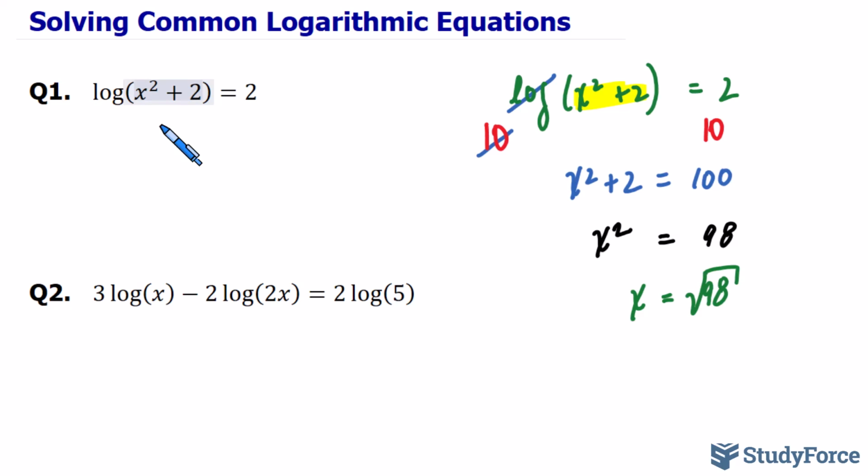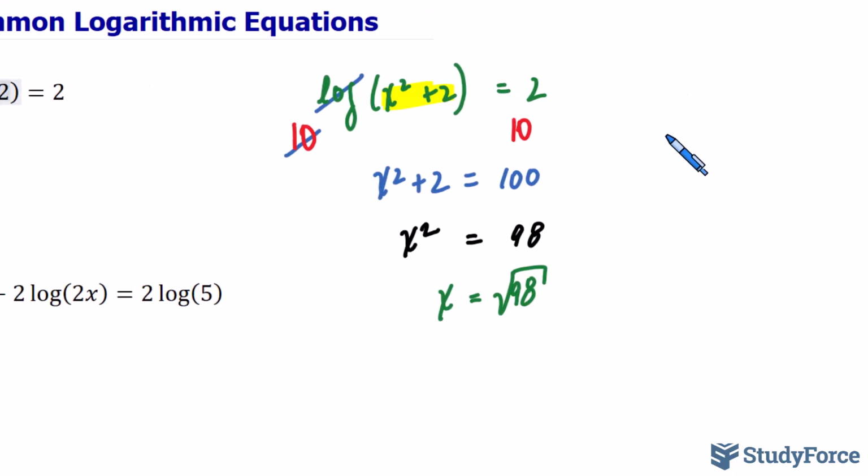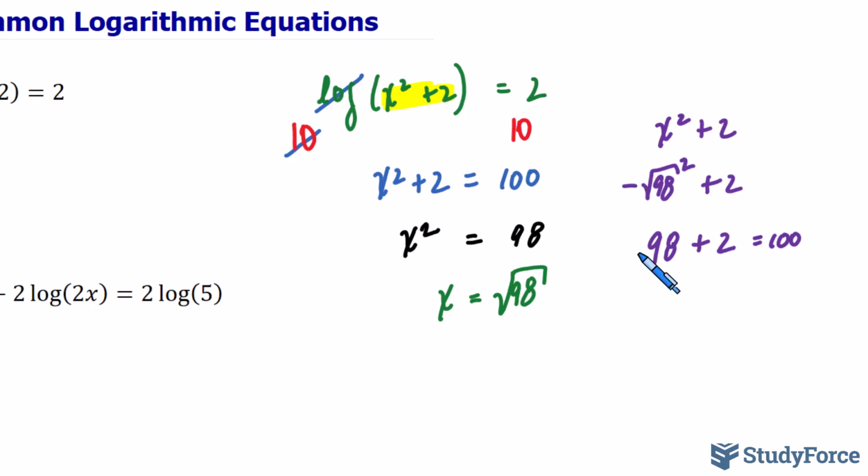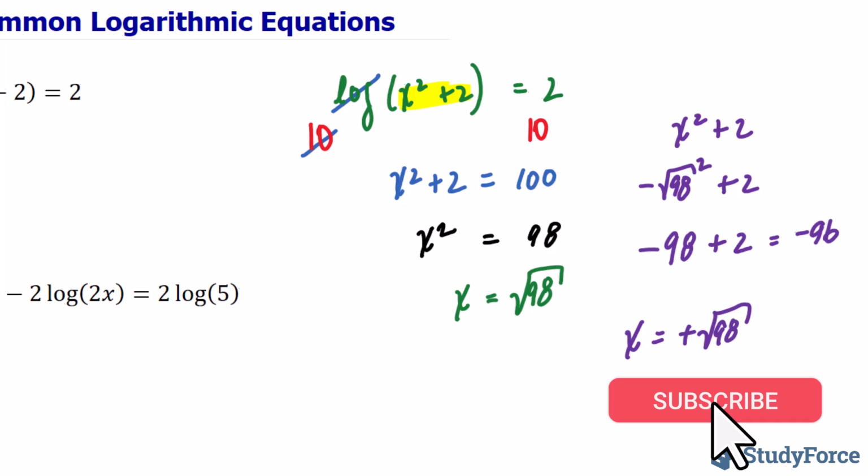So we'll begin by testing the positive version of the square root of 98. Substituting the positive version into x squared plus 2, we get the following. We end up with 98 plus 2, which is 100. Now, because that's greater than 0, then the positive version works. Let's also try the negative version. So if we try the negative version, we'll end up with negative 98 plus 2, and that's equal to negative 96. Therefore, only the positive version will work. Therefore, x is equal to positive the square root of 98.